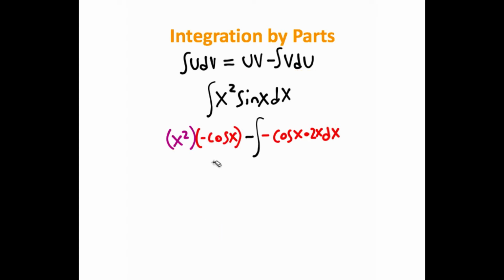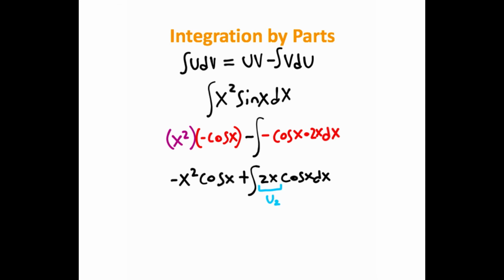I'm actually going to cancel this negative sign with this negative sign, and I'm also going to bring this negative sign out front. So we're going to end up with negative x squared times the cosine of x plus the integral of 2x cosine x dx. But now notice we run into another problem. We can't integrate this straight across because we don't have a way to u sub or anything, so we're going to have to use integration by parts a second time.